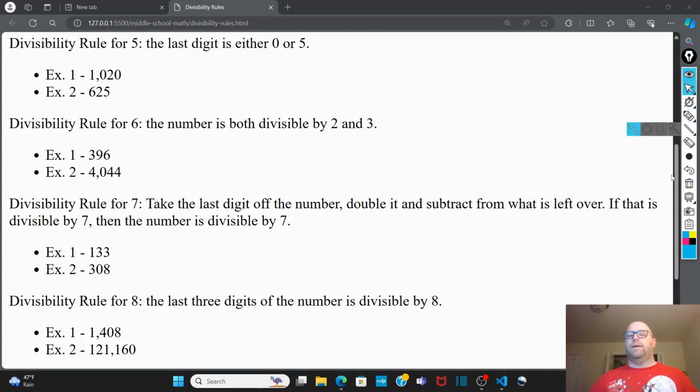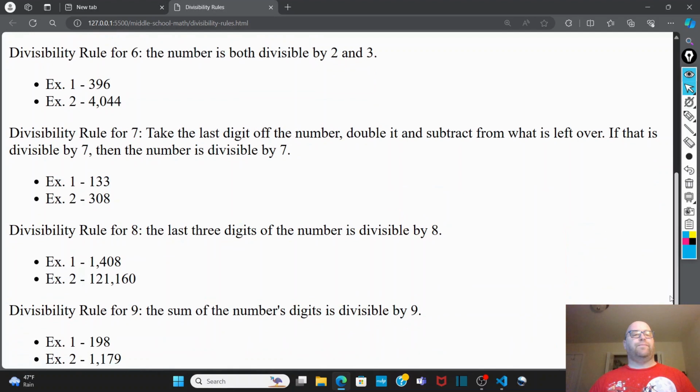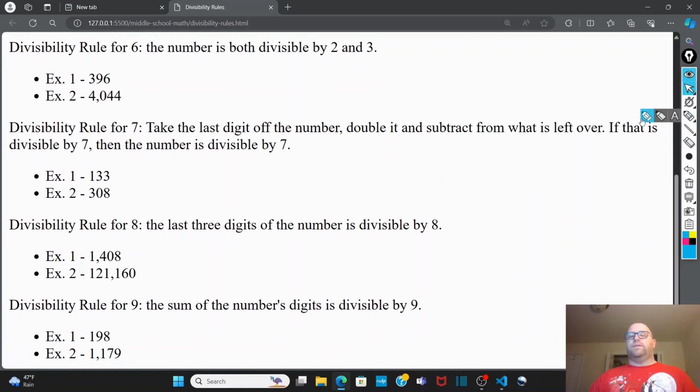Boom. All right. Problem 6 here. Come on. It's not scrolling. There we go. All right. Divisibility for 6. So the number is both divisible by 2 and 3. So it has to end in an even number, and the digits have to add to a number that's divisible by 3. So both of these end in an even number. So that's good.